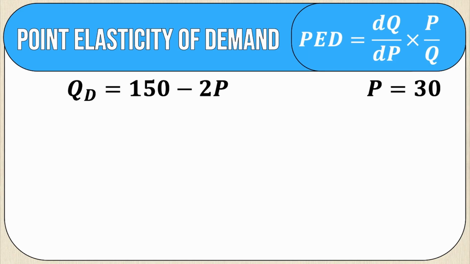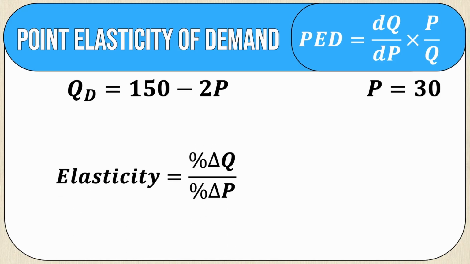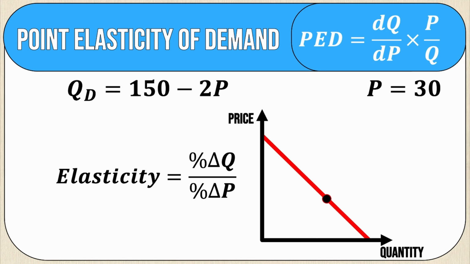When you think of elasticity, you probably immediately think, oh, well, elasticity is just the percentage change in Q over the percentage change in P. But the problem is, what if there is no percentage change? What if there's just one point? There's no going from point A to point B if there's just a point A.